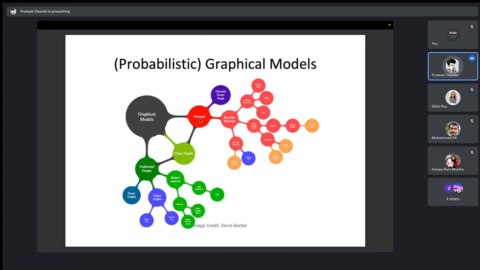For the case of directed graphs, we also have Bayesian networks and directed factor graphs. And under Bayesian networks, we also have things like Markov chains, hidden Markov models, and all. So that's the sort of hierarchical structure.